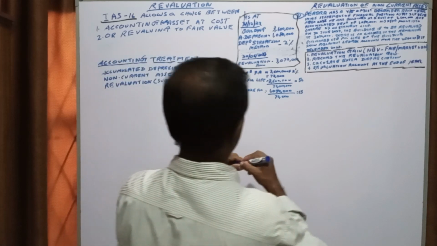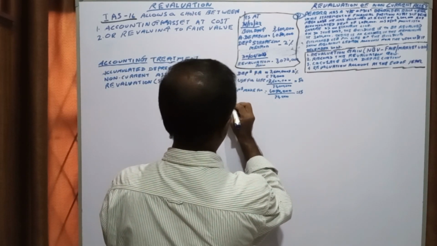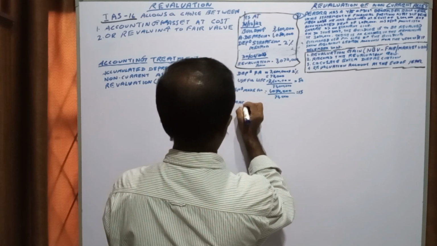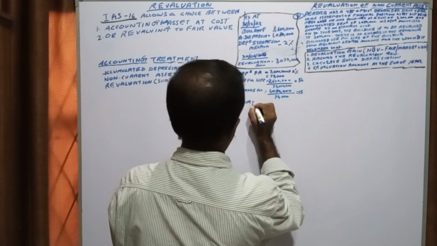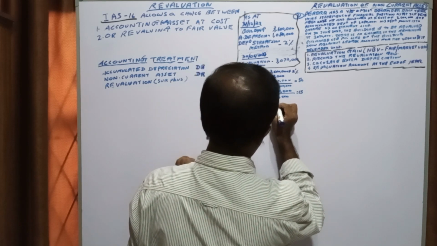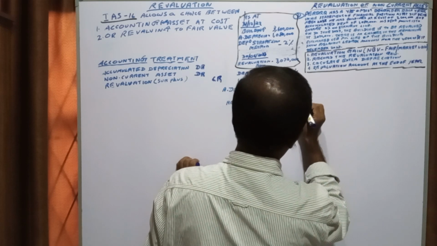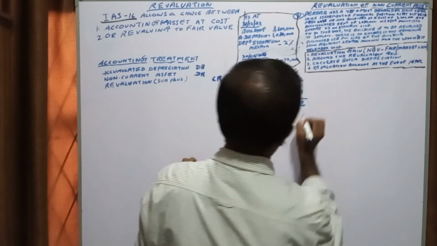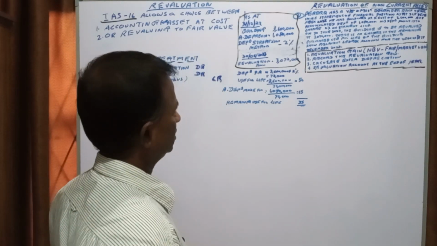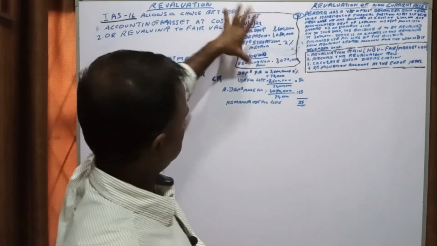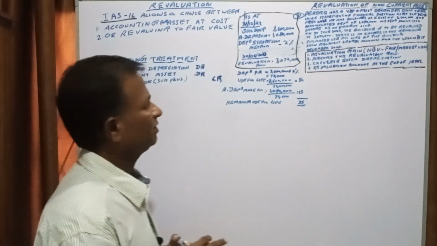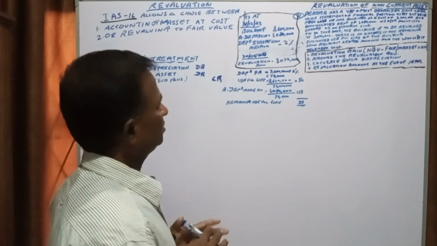So the remaining useful life is 50 minus 15, which is 35 years. 35 years is the remaining lifetime. This is our workings. This is the fact given, and this is our working. Here we have very clearly calculated some needed ingredients.